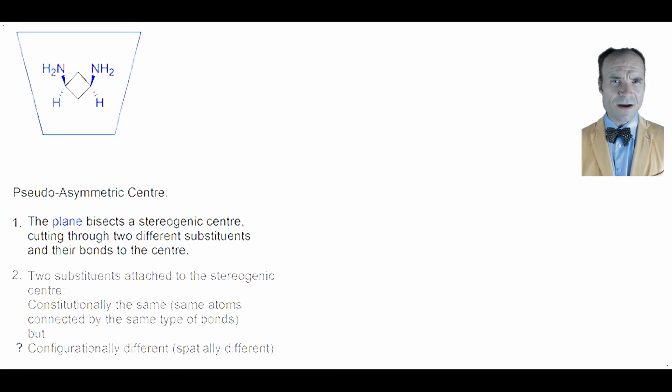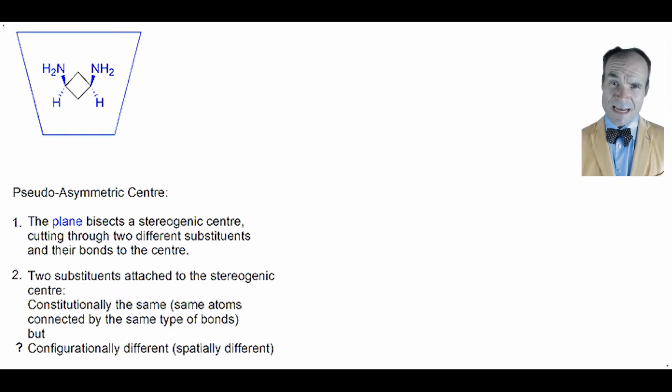Then, are two of the substituents attached to the center constitutionally the same, but configurationally different? Well, clearly they are constitutionally the same, but the ring leads to the same thing from either direction. So, isn't that configurationally the same? Let's look at this more closely.